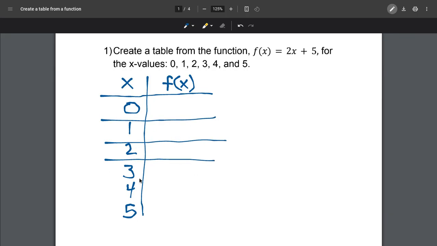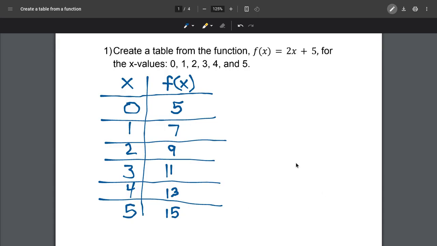All right, so let's start figuring out our values here. When x is 0, 2 times 0 is 0, and we have 0 plus 5, so we start with 5. And we notice our slope here is 2. That means for every increase of 1 in x, we're going to increase 2 for f of x or y. So we're going to go from 5 to 7 to 9 to 11 to 13 to 15. And that's all there is to it for this first problem. Let's try another.